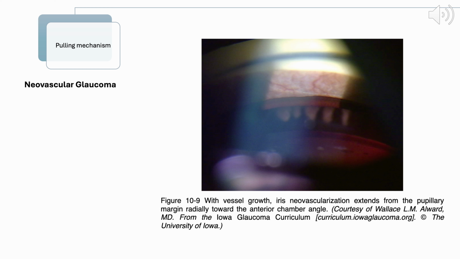This image demonstrates how iris neovascularization begins at the pupillary margin and then progresses radially toward the anterior chamber angle. You can see the abnormal vessels extending across the iris surface, making their way into the angle structures.